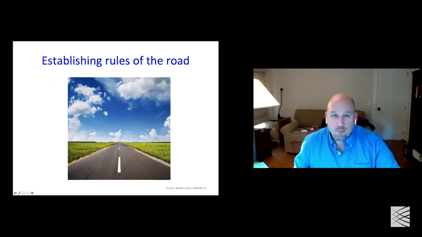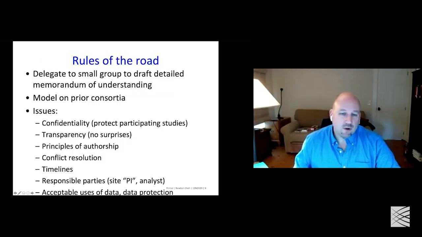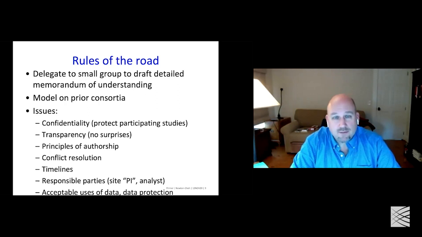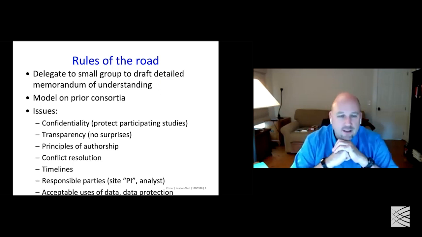And so I think it's important at the outset to really establish rules of the road for how the consortium will function. And this is mostly guided by mistakes that have been made along the way by myself and others. And you kind of tend to learn what the typical hiccups are. So number one, one needs to delegate to a relatively small group of people to draft some sort of detailed memorandum of understanding, which commonly can be modeled on prior consortia, and which specifically addresses a range of issues that are relevant to cohorts deciding whether they want to participate in the study or not.